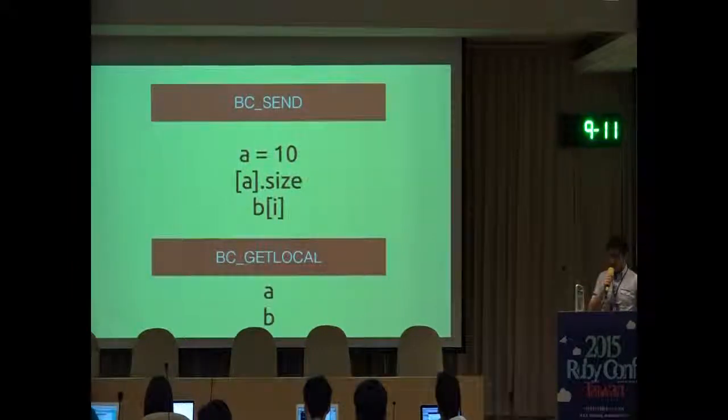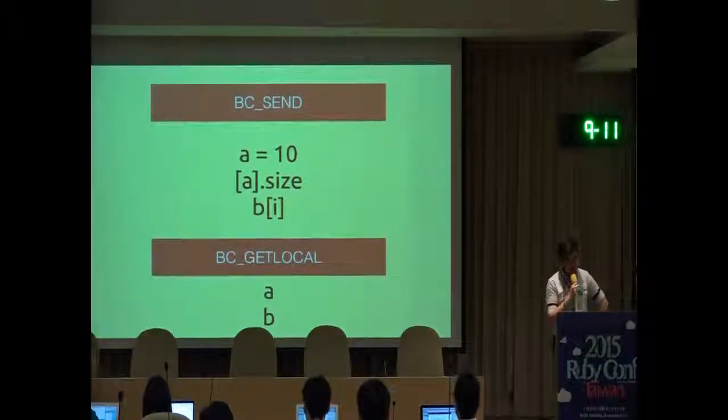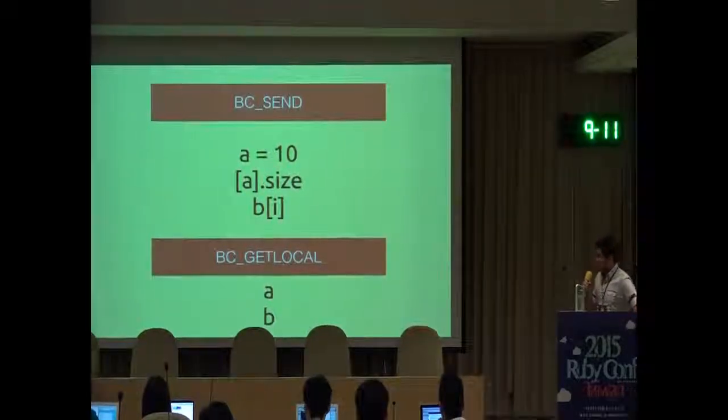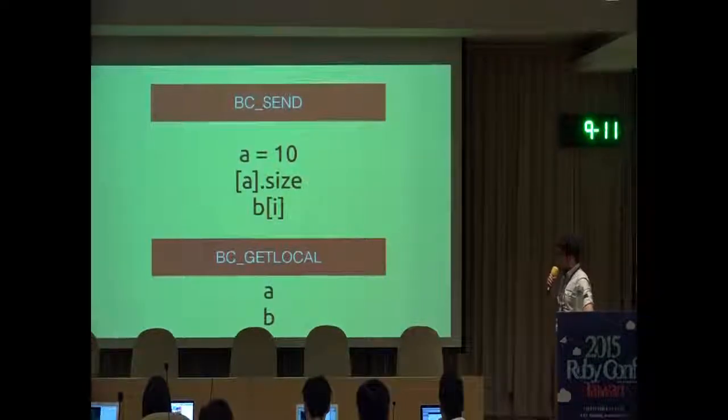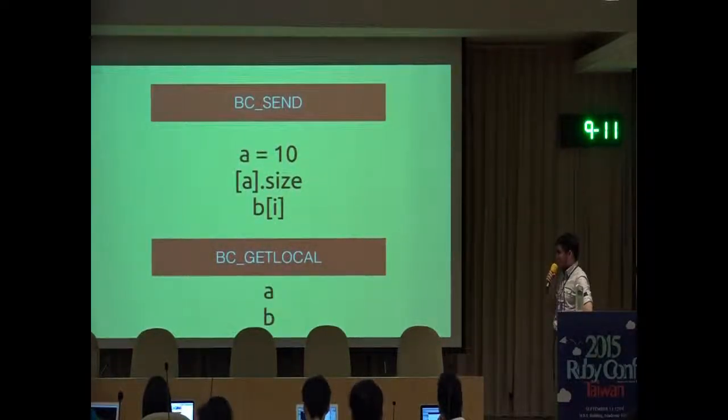In the very beginning, these two instruction types were selected because they are the most common ones. For example, for bytecode send, it's like assigning 10 to A, getting the size of an array, or just fetching something from the array. And for get local, any identifier that is considered a variable will trigger it.